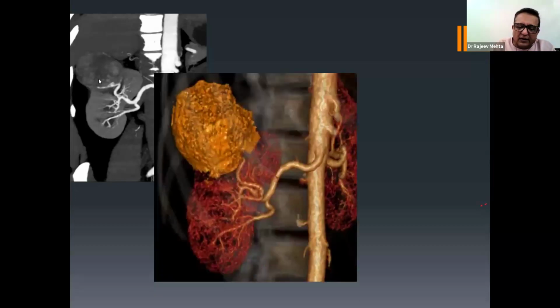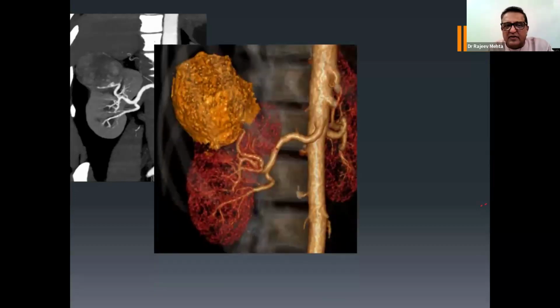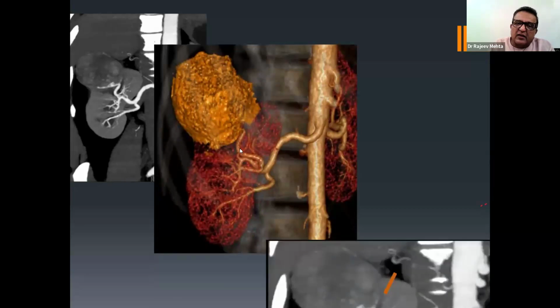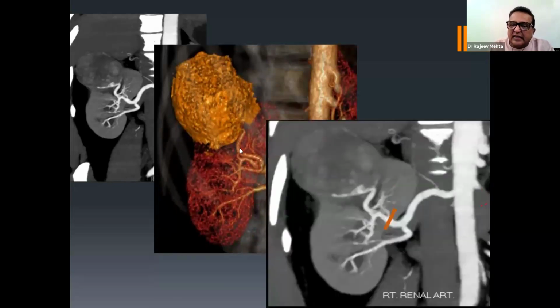Now, you can see here there are 3D VRT images done from the CT scan images. You can see the tumor blush over here, and this is the right upper polar branch which is supplying the tumor. Now, if you want to operate on this as a partial nephrectomy, then at least we can see that you can ligate this renal vessel, and the renal supply still remains, because we have a second branch which is supplying the lower pole. So even if you do a partial nephrectomy, the renal arterial supply still remains patent, and this will be feasible for a partial nephrectomy case.